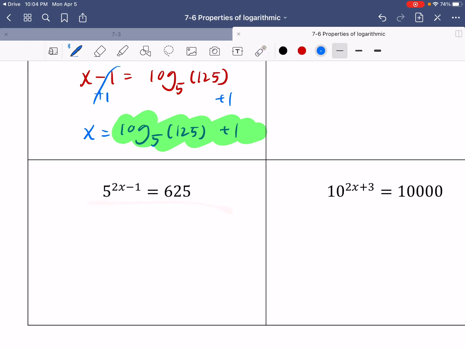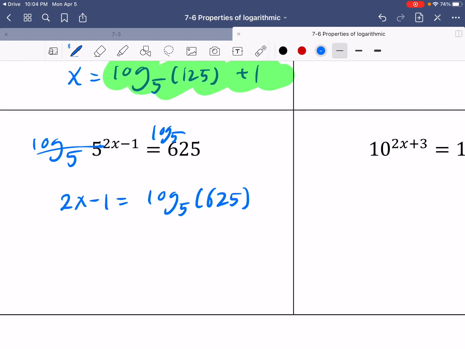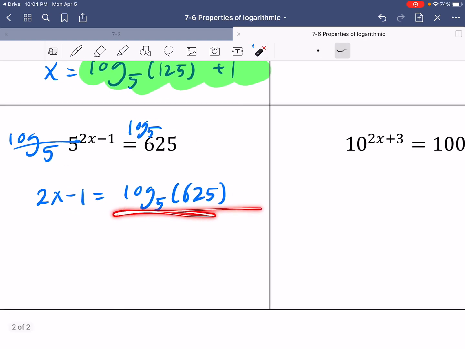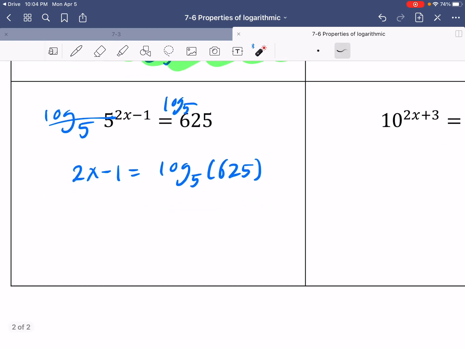So let's do this one. Let's do log base 5. So you're going to get 2x minus 1 equals log base 5 of 625. So it's up to you. If you want to make it simpler, you can just put this one into the calculator and see if you get a simple number. You'll get 4 if you actually put this one into the calculator. But if you don't mind doing a bit of complicated stuff, just leave it like that. Because the only thing you have to do is plus 1 on both sides.